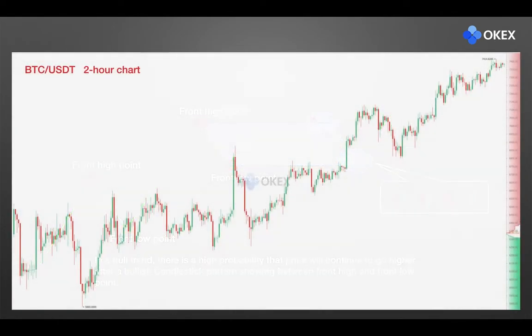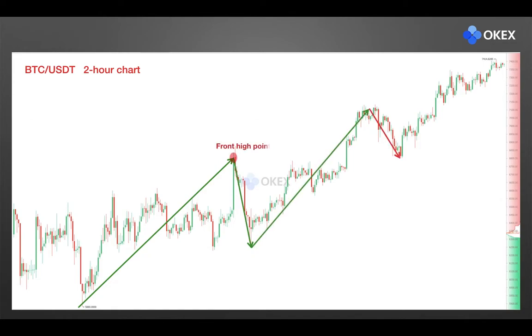In this BTC-USDT pair 2-hour chart of OKEx, we can see that after a bull run, the price corrects itself back to the previous high and the bullish engulfing pattern appears. And BTC-USDT trading pair continues to rise afterwards.